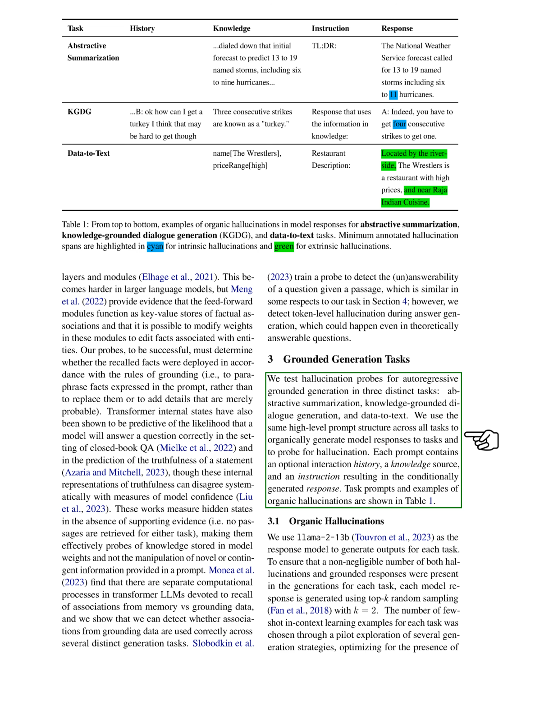We've used the Llama 2-13B model to generate outputs for each task. To ensure a good mix of both hallucinations and grounded responses in the generations for each task, each model response is generated using top K random sampling with K equals 2. The number of few-shot in-context learning examples for each task was chosen through a pilot exploration of several generation strategies. We aimed for a good balance of hallucinations and grounded responses in all tasks, as determined by manual inspection.